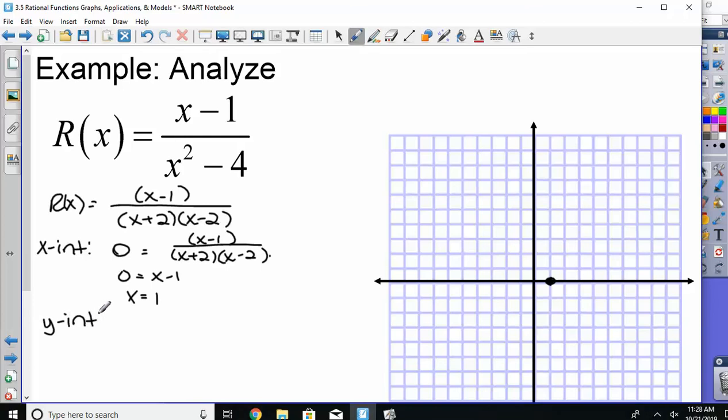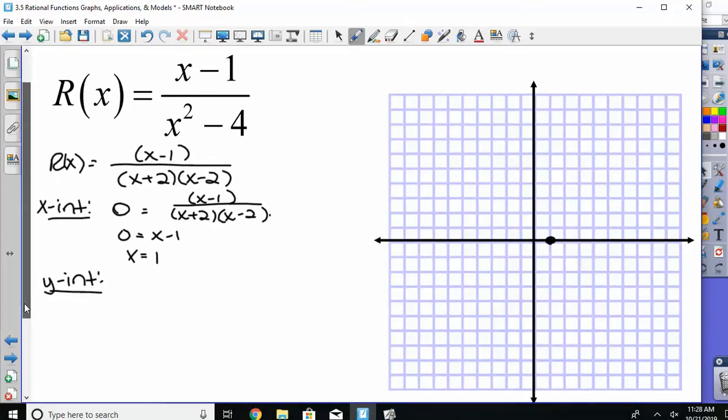To find a y-intercept, you plug in 0 for all of your x's. It doesn't matter a bit if you do that in the original or the factored equation. So which one do you guys want to go with? The original, if I put in 0, I get 0 minus 1 over 0 minus 4. So I get 1/4. So I'm going to hit the y-axis at 1/4.